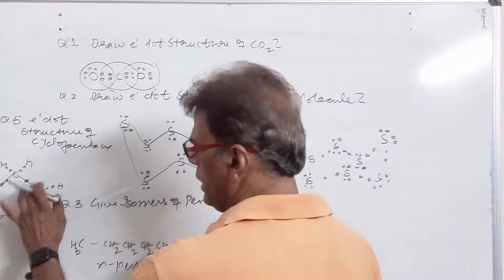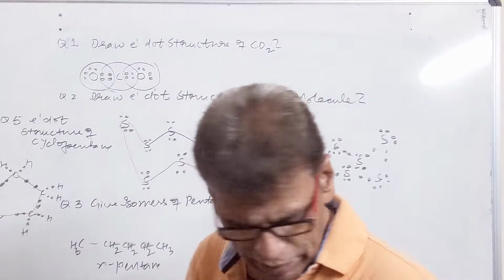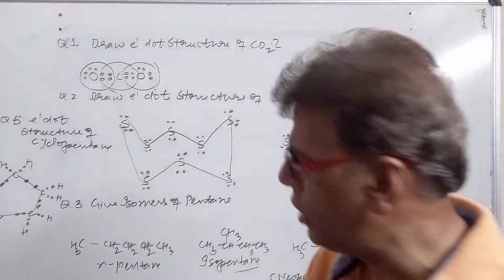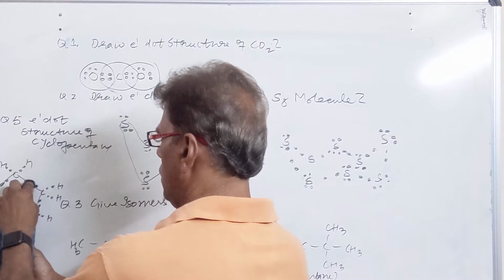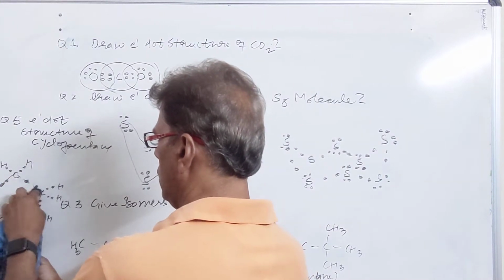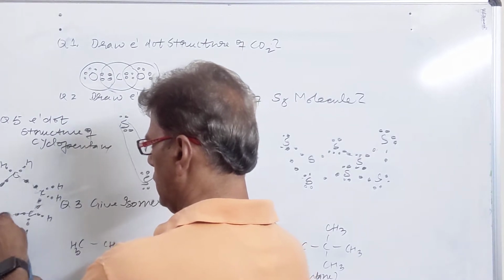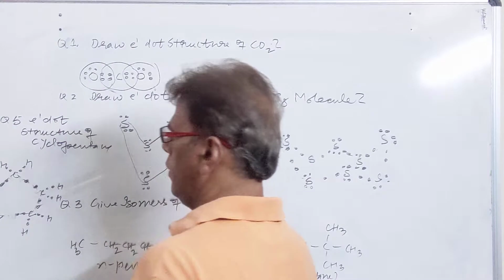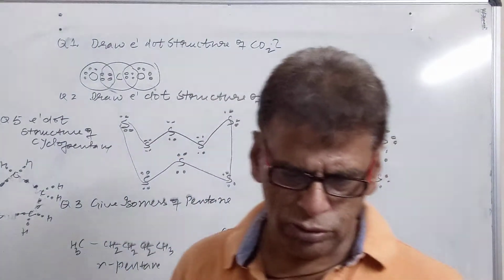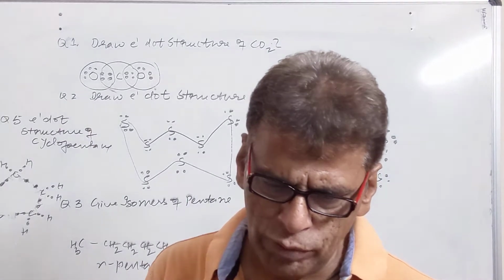Then you will rub out these small lines from here. Only then will it give you the electron dot structure. So these lines are to be rubbed out later on, because if electrons are shown, then there is no need of showing these lines. This is the electron dot structure of cyclopentane. Then we have: draw the structure of the following compounds.